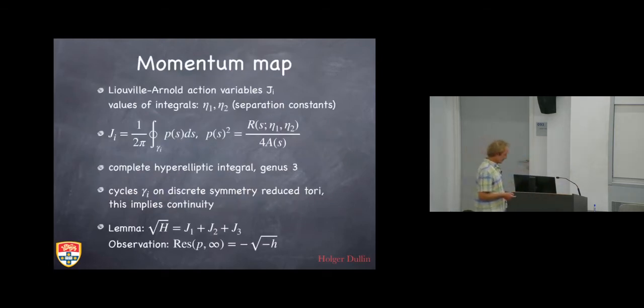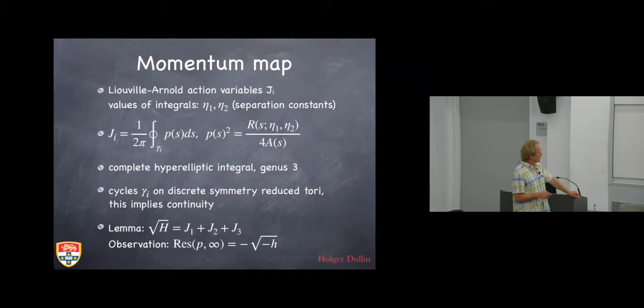Okay, so here's the moment map. It's actually very simple. You just take the actions that the Liouville-Arnold theorem guarantees exist. Of course, these are not global, and that is the problem.